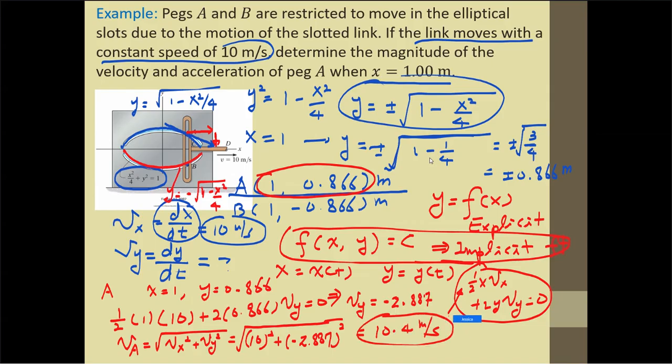Okay, this is it. So we take one more derivative to get the acceleration. The acceleration x component is obviously 0. Then we take a derivative of this to get the acceleration y component. We're going to do that on Thursday. So Thursday we finish this problem and the next problem.